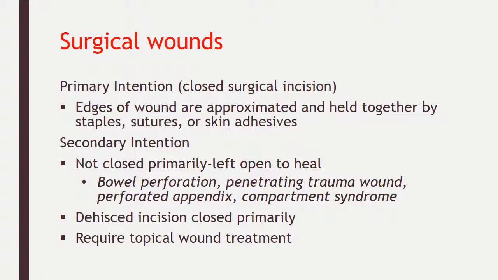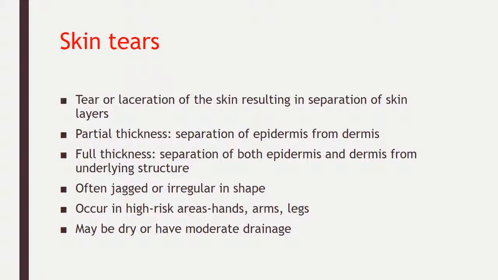Sometimes the surgeon will close the wound with staples or sutures. Skin tears, tears or lacerations of the skin resulting in the separation of the skin layers, can be partial thickness. It separates the epidermis from the dermis. The full thickness separates both the epidermis and the dermis from the underlying structure. Generally, this is jagged or irregular in shape. Typically, it's from grabbing an arm or a leg.